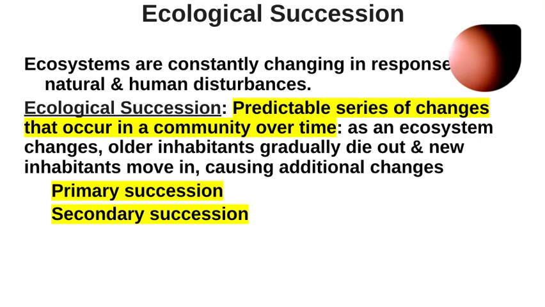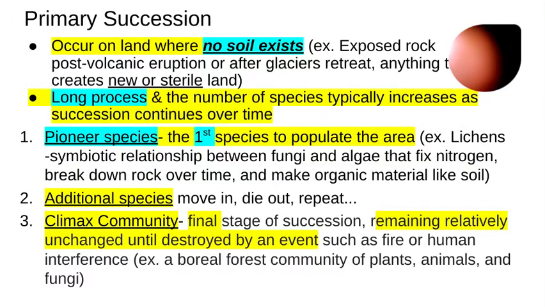So ecological succession is a predictable series of changes that occur in a community over time. So remember that a community is going to include all of the populations in a given area. We are going to talk about two types of succession: primary succession and secondary succession. We are going to start with primary succession.